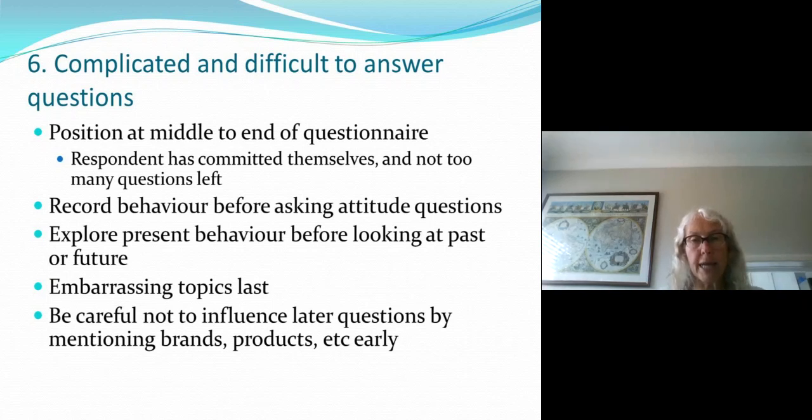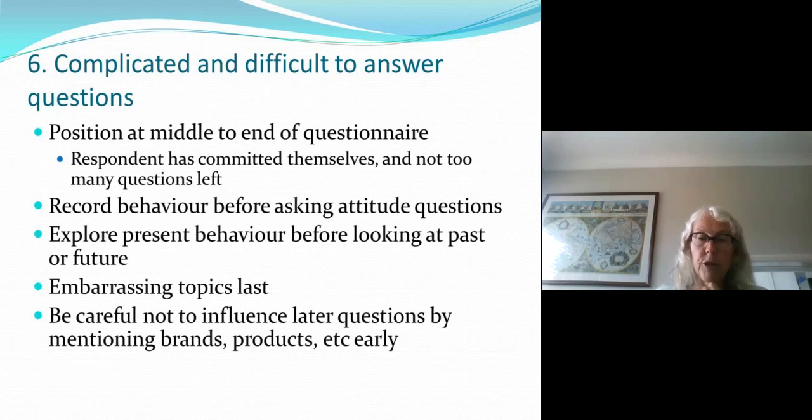Then complicated and difficult to answer questions. We tend to position these at the middle and towards the end of a questionnaire, because by this stage, the respondent is reasonably committed. They've answered a few questions. It's not been too bad. And they can see that there's not too many questions left. If you're doing it online, there's usually a bar that shows people they're more than halfway through the questionnaire. If they're doing it as a paper-based one, they can see there's only a page to go or something. And so anything that's a little bit more challenging, put towards the end.